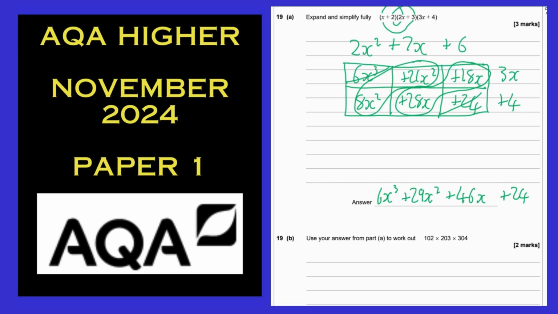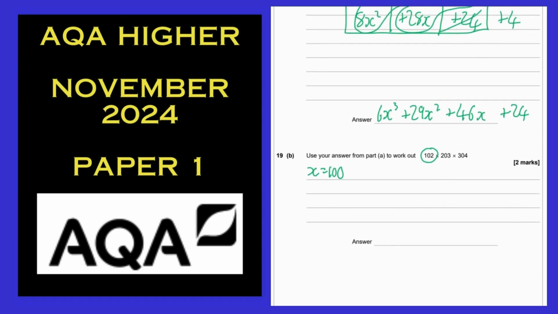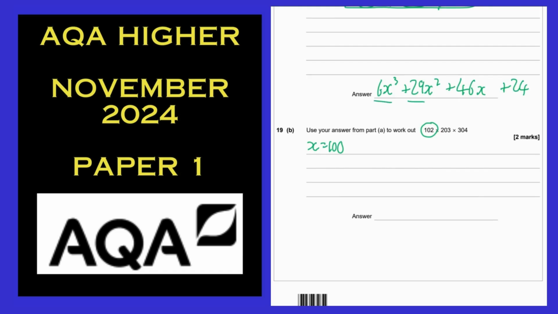Now, they're linking in part B. Use your answer. Hopefully you're spotting that 102 is, as you can see it, 100 plus 2. In other words, by saying this phrase here, they are saying x is 100. So if you can substitute x equals 100 into these, you'll be able to add up all the answers and it'll save you from doing that multiplication. So 6 times x cubed, that's 6 lots of 100 cubed. That's 100 times 100 times 100. You've basically got 6 zeros.